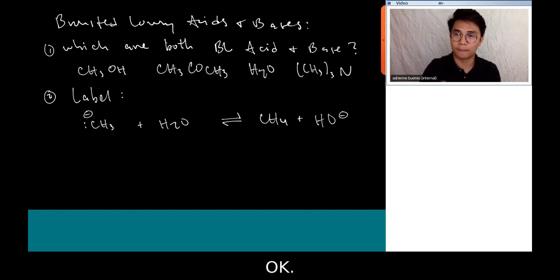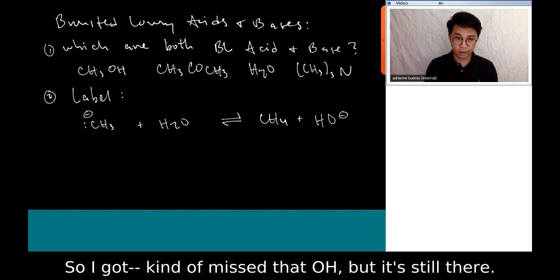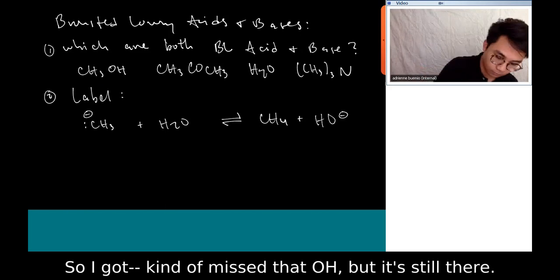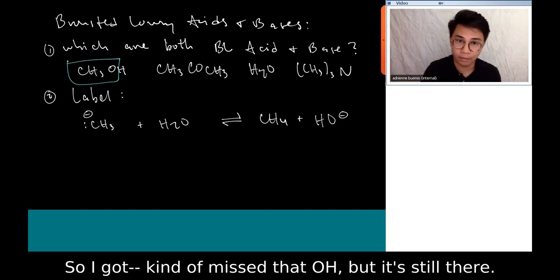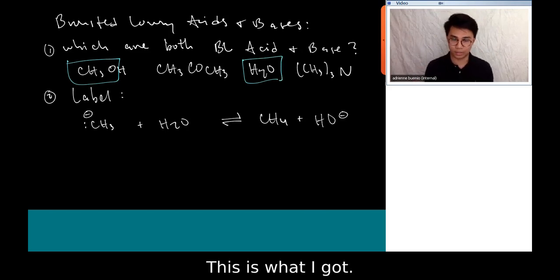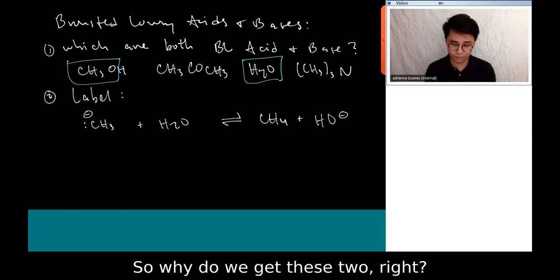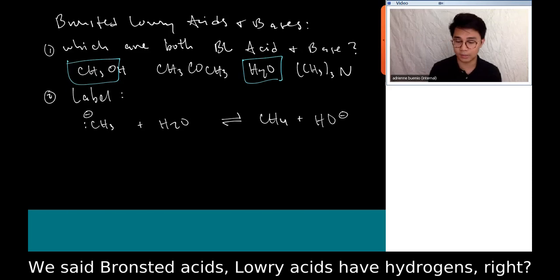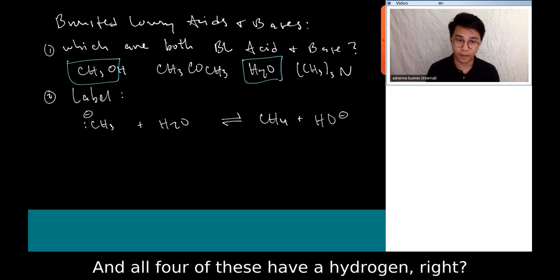Okay, so I got OH, but it's still there. And these two, this is what I got. What about you? So why did we get these two? We said Brønsted-Lowry acids have hydrogens, right? And all four of these have hydrogens, right?